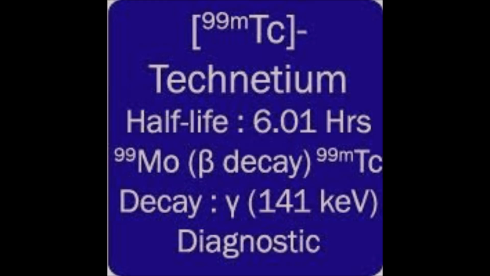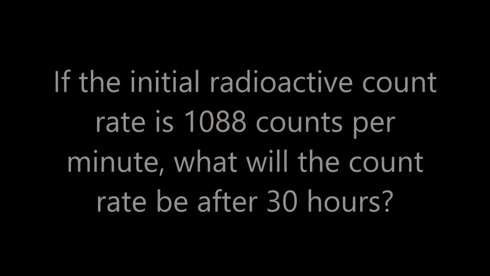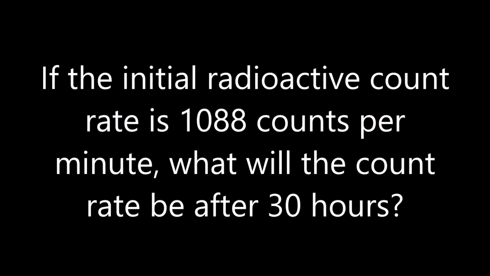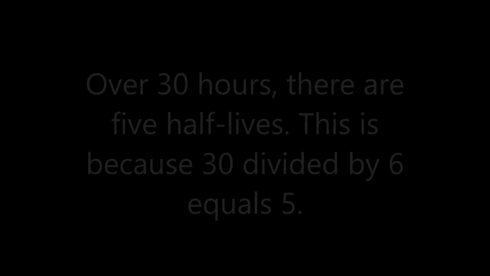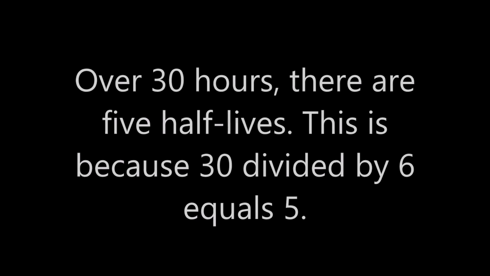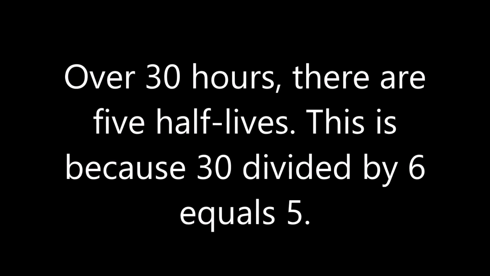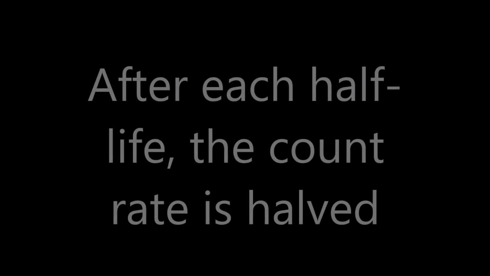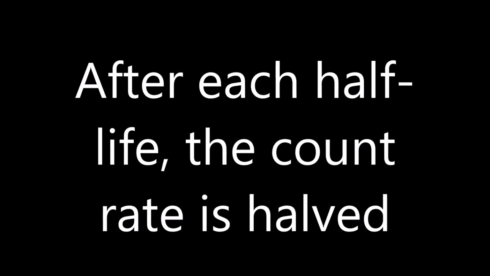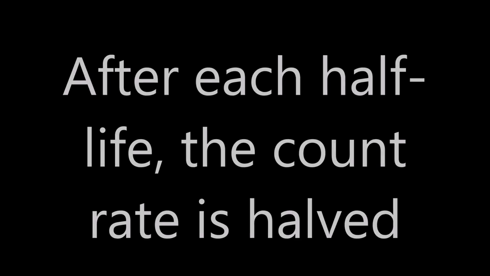For example, the half-life of technetium-99m is 6 hours. If the initial radioactive count rate is 1088 counts per minute, what will the count rate be after 30 hours? Well, over 30 hours, there are 5 half-lives. This is because 30 divided by 6 equals 5. After each half-life, the count rate is halved.